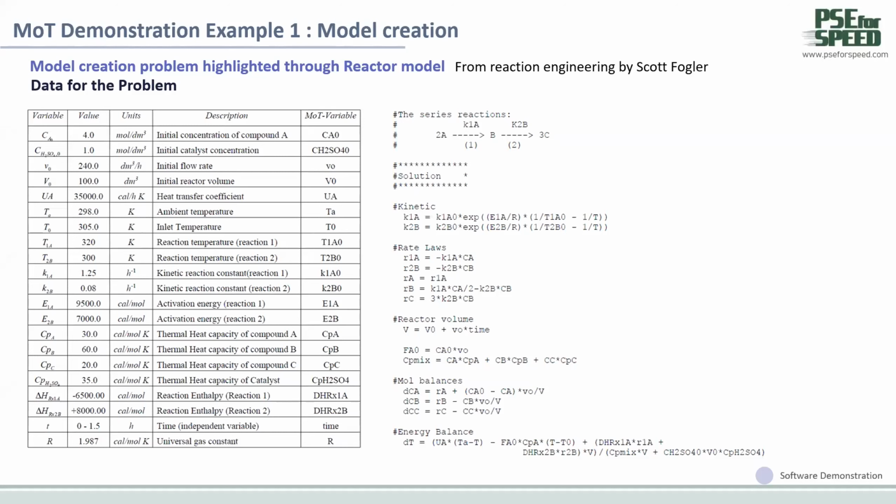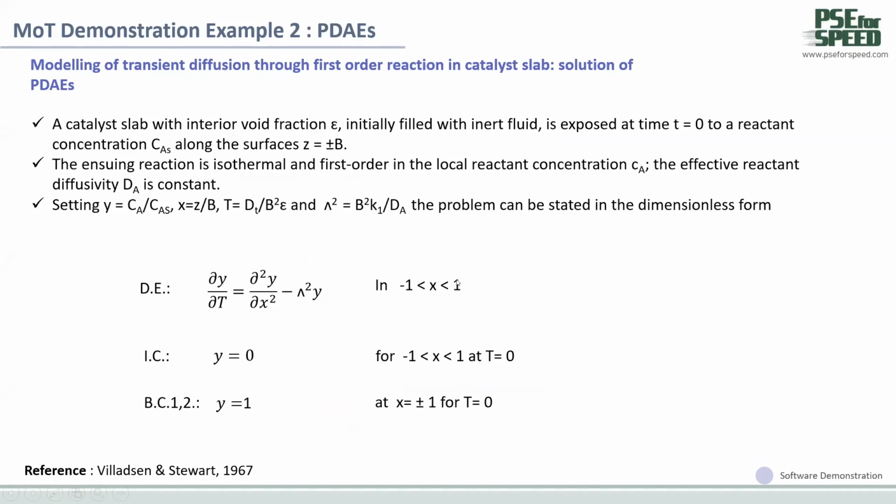Okay, turn back to me again. Okay, example 2 is the modeling of PDAEs, or partial differential algebraic equations. PDAEs will be presented for the case of transient diffusion with first order reaction in the catalyst slab. And the equations and all things are presented here. The model is the partial differential equation plus boundary conditions given by algebraic equations. So this is the PDAE system.